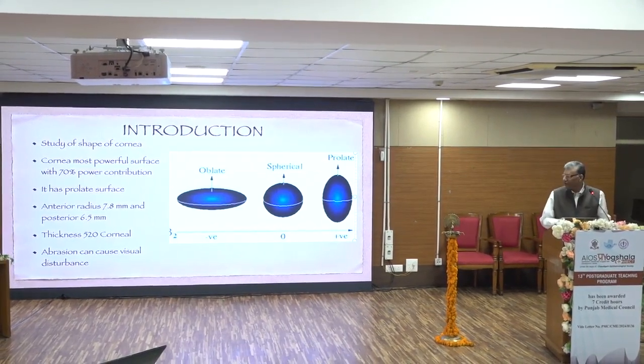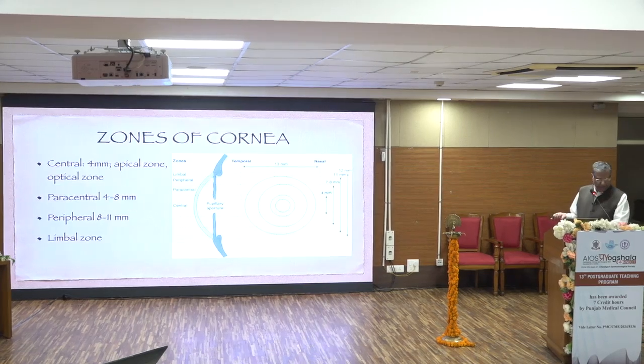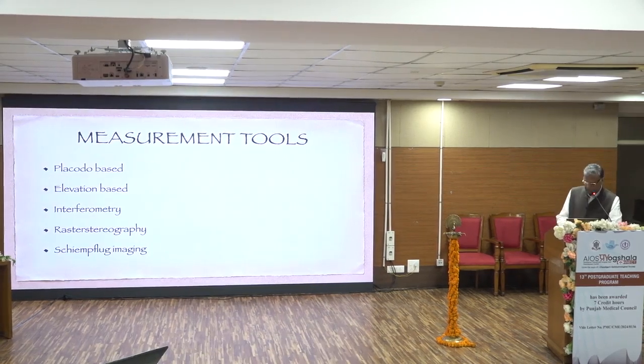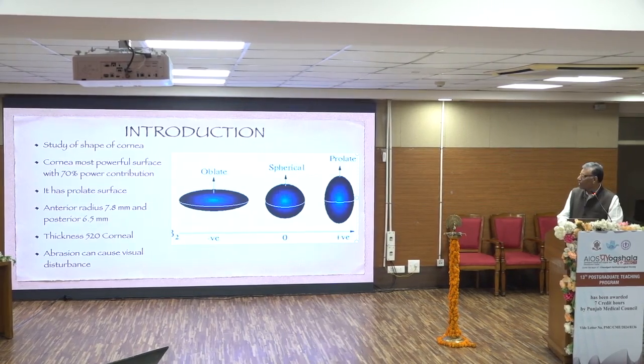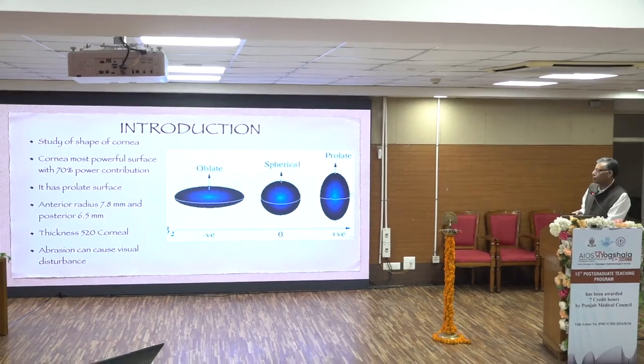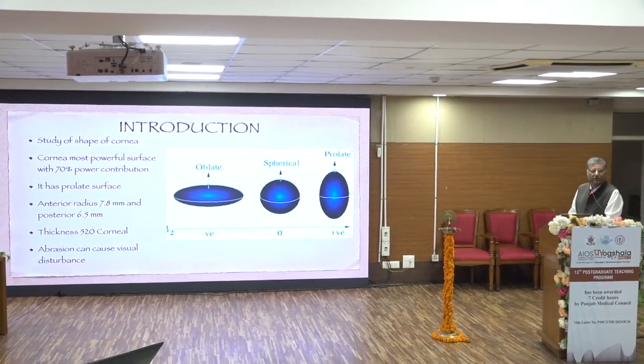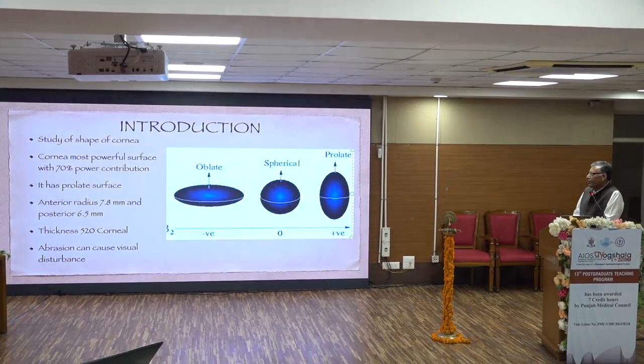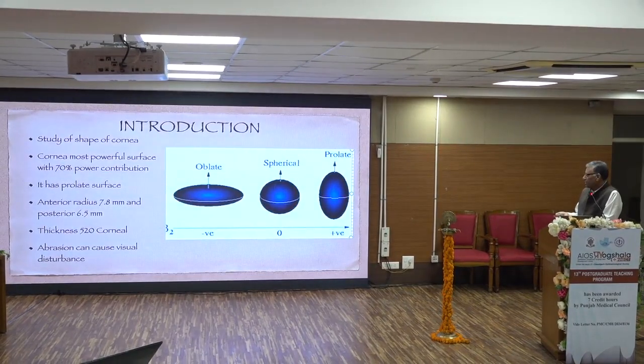So if we look at the cornea, topography means we are looking at the shape. We are looking at the shape of the cornea, and we know the cornea is the most powerful surface, contributing about 70% of the total eye power. If we look at the surface, this photograph shows how three different shapes can be there. One basic shape is spherical, where the radius of curvature is the same in all the axes. That is how it becomes a sphere, and it produces spherical errors.